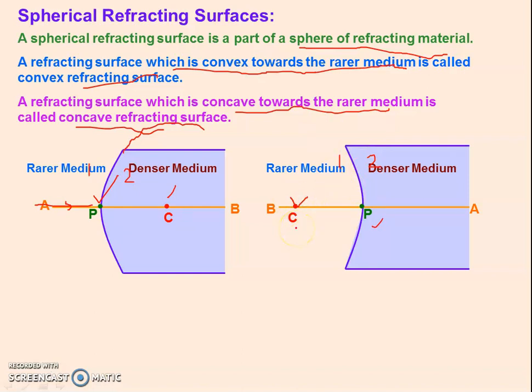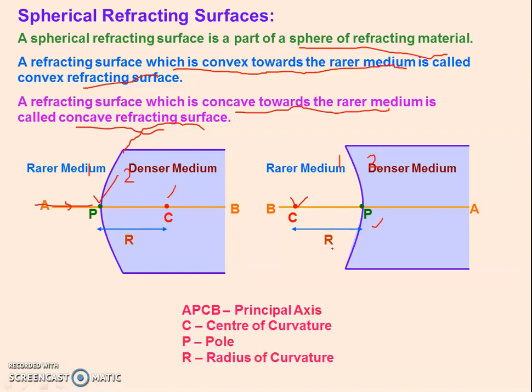And the line joining the pole and the center of curvature of the surface is called the principal axis. The distance of the center of curvature from the pole is the radius of curvature, since it is the radius of the sphere. Similarly, in this case, R is the radius of curvature.